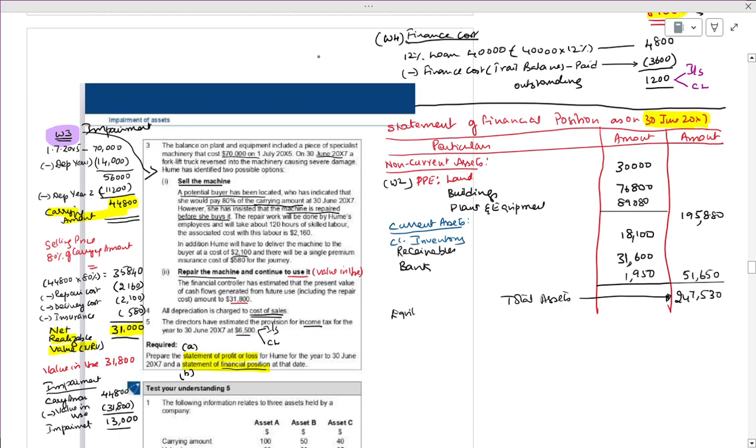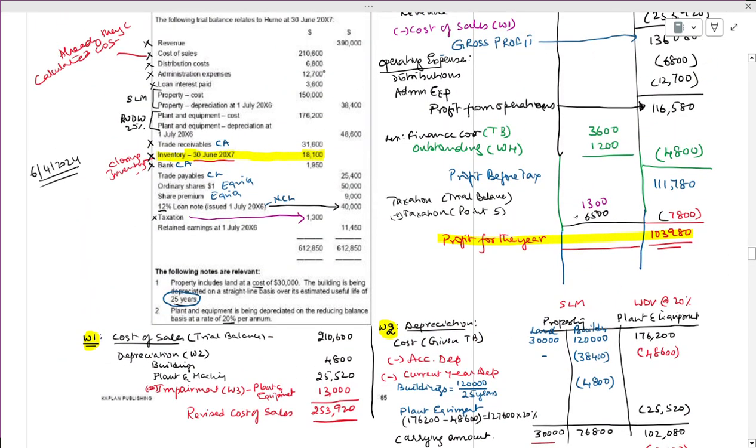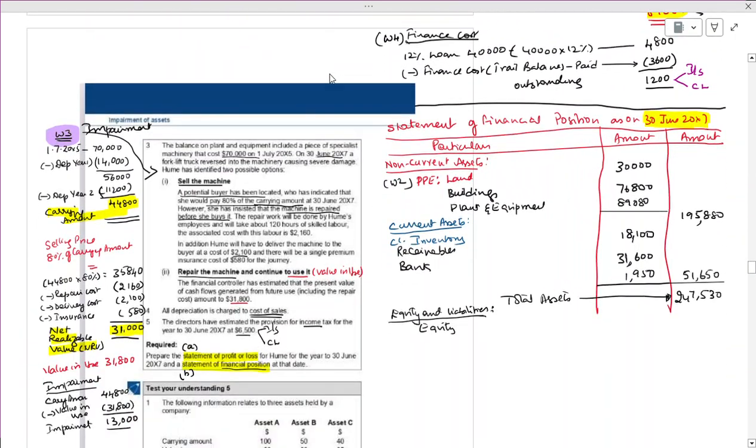Equity and liabilities. Is that equity and liabilities? First equity. Is it right? How much is the equity? Ordinary shares. How much? 50,000. Put one cross mark here. Okay. Ordinary shares, 50,000. Is it right?